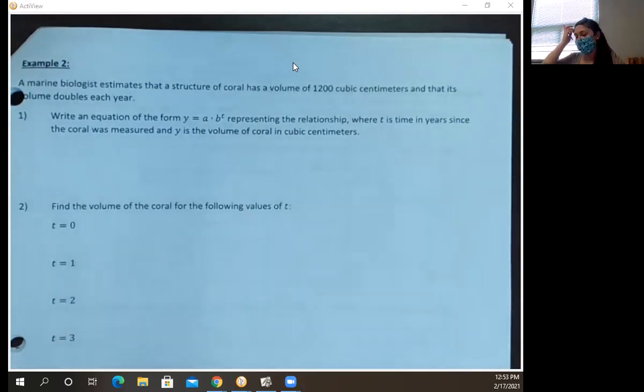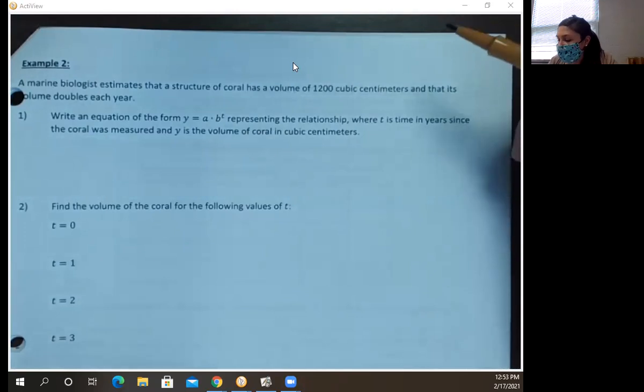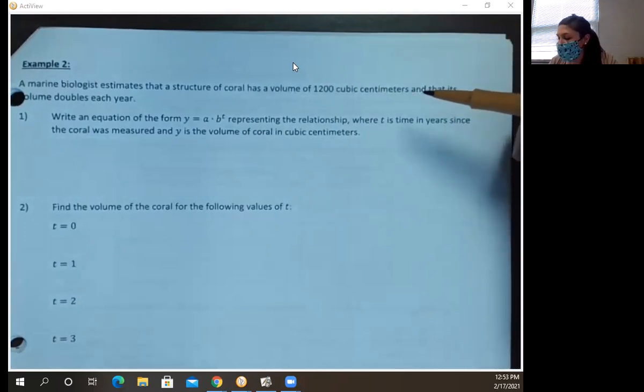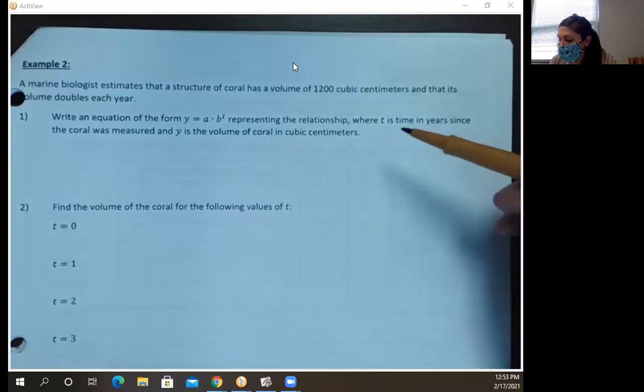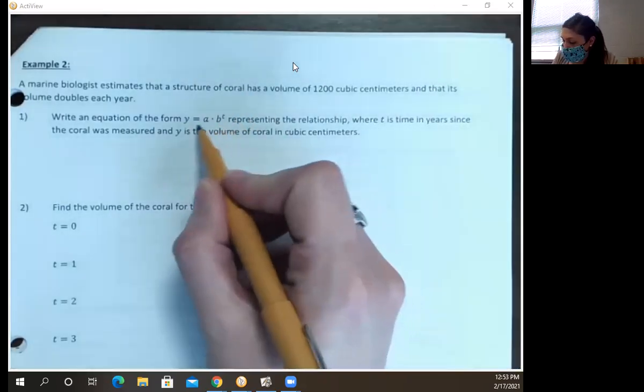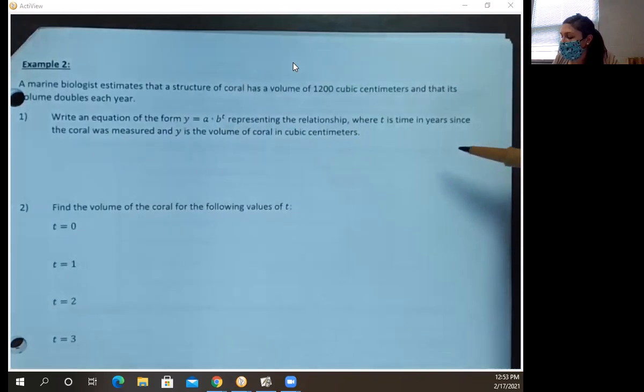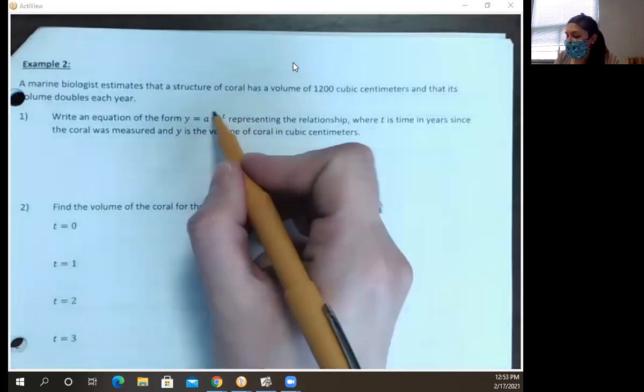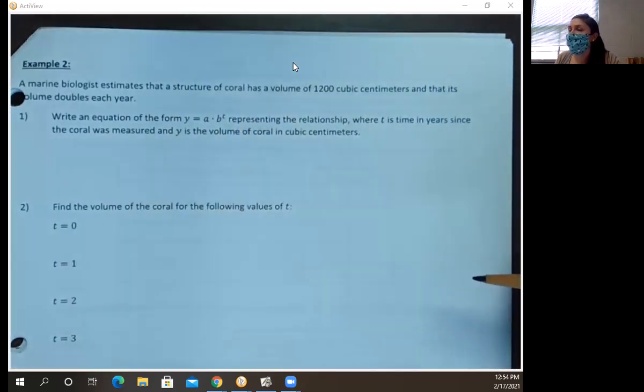So on page 5, our first example for today says we have a marine biologist that estimates the structure of coral has a volume of 1,200 cubic centimeters, and then that volume doubles each year. We're going to write an equation. We've got sort of a generic exponential formula here that represents the relationship where T is the time in years since the coral was measured, and Y is the volume of coral in cubic centimeters. So this looks just a tiny bit different than our function we worked with and our sequence formula that we worked with in our last unit.